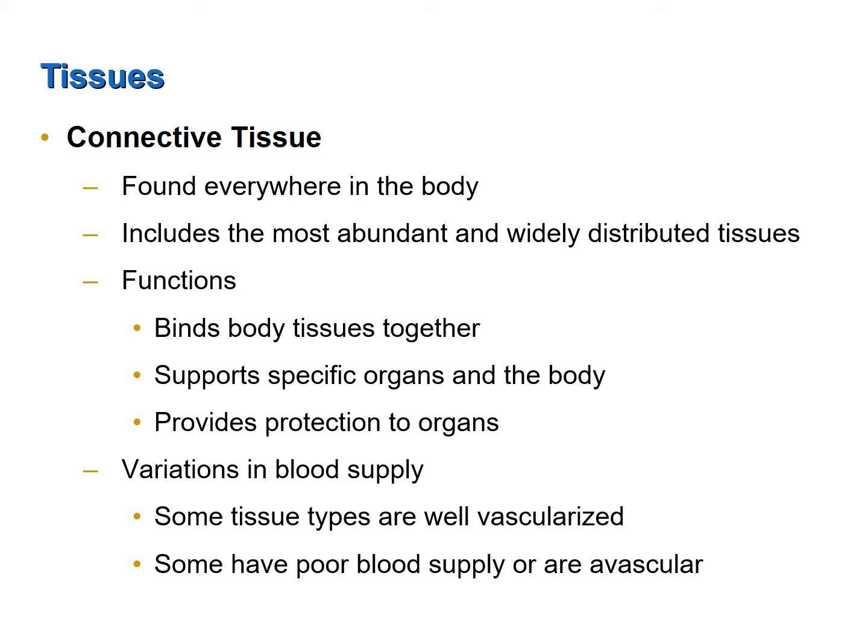Connective tissue really varies in blood supply. Some tissues are very well vascularized, that is, supplied with blood vessels, such as bone, while others have a very poor blood supply, such as cartilage and dense connective tissue of ligaments and tendons.